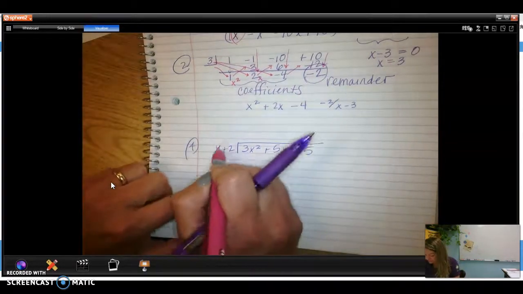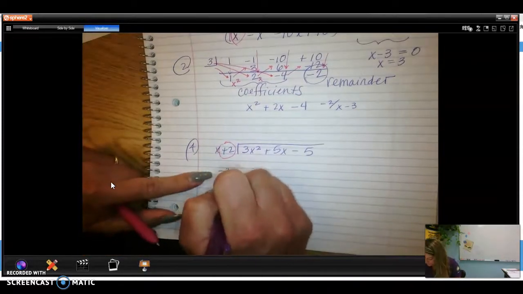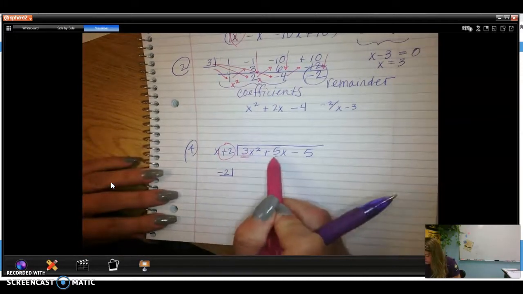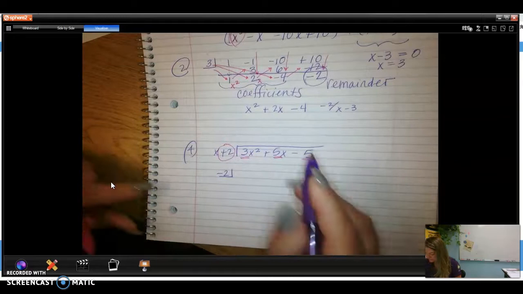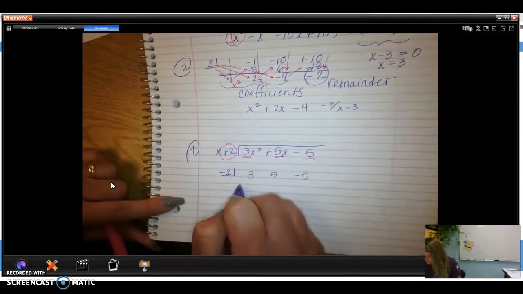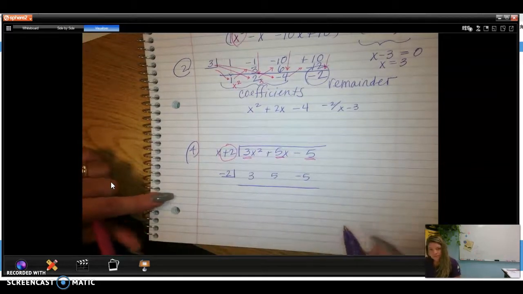So remember, you're doing the opposite of what you see here. So -2 goes in the box. And then you're going to write just the coefficients down next. So I'm going to put 3, 5, -5. Skip a line, draw a line. And now we can go.